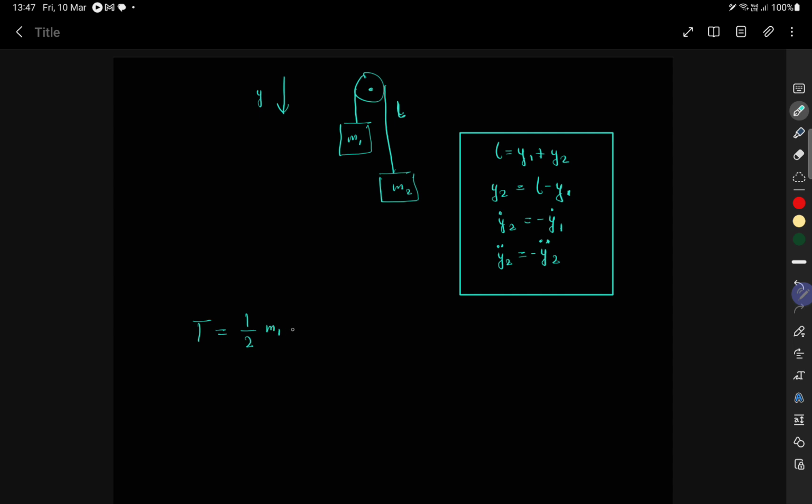So T is going to be half m1 y1 dot squared plus half m2 y2 dot squared. Now y2 dot is just negative y1 dot, and it's squared, so the sign doesn't matter, so it's just half m1 y1 dot squared plus half m2 y1 dot squared.